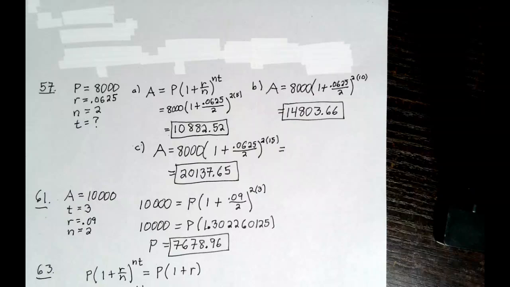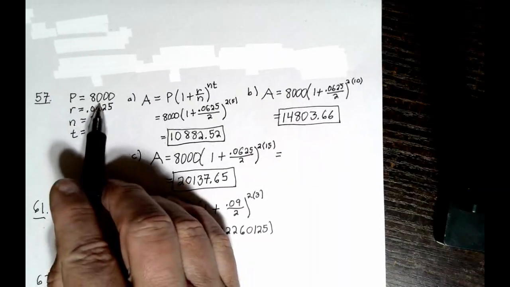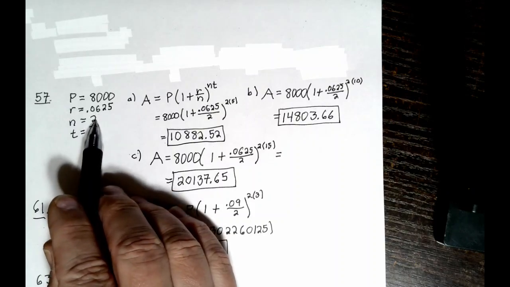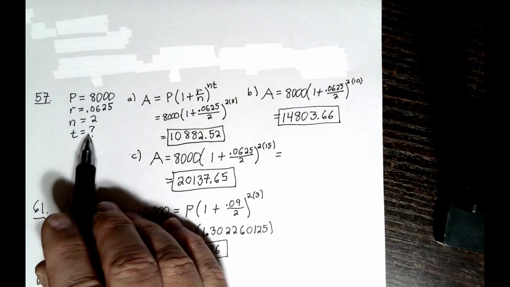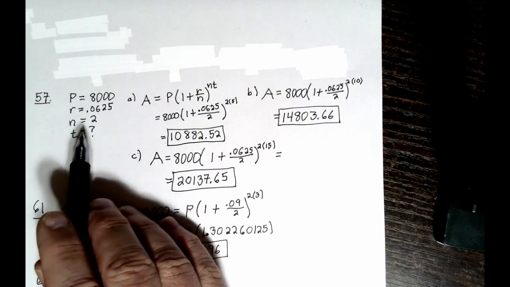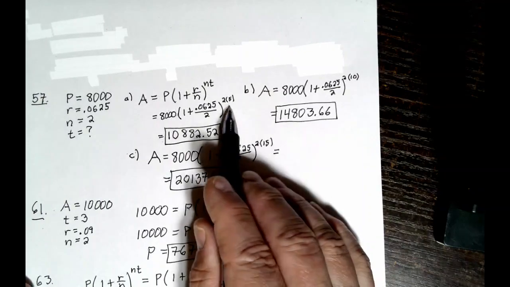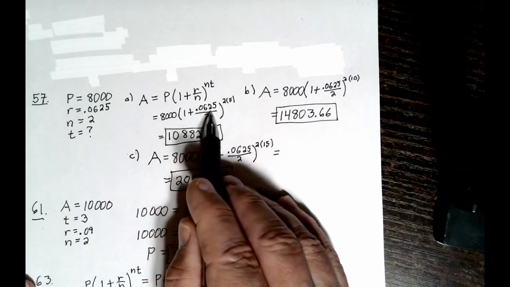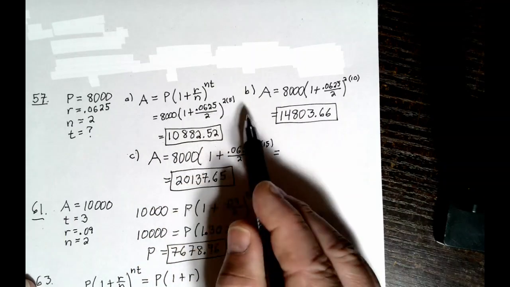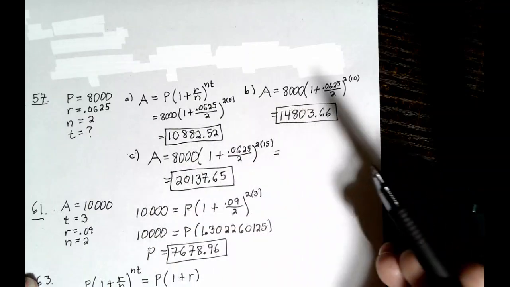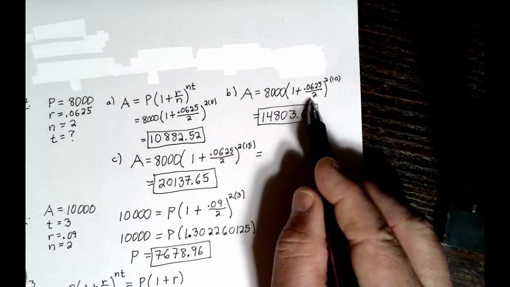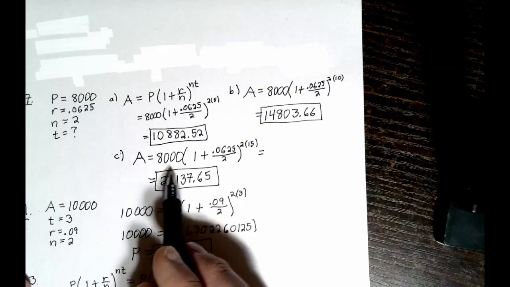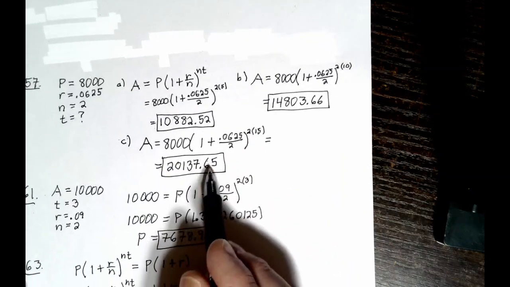Number 57 gives you a financial question. It says you're investing $8,000 at 6.25% compounded semi-annually, and you change the time to different times here. So this one is 5 years, 10 years, 15 years. So you plug in 8,000, 0.0625, 2, and 5. And you crunch all that down, you get 10,800 something. And then you do the same thing for 10 years, and you would expect more money, and you do. And then same thing for 15 years, and you get even more money.